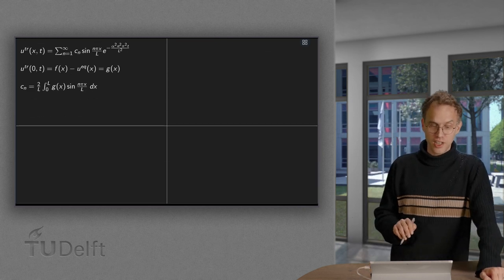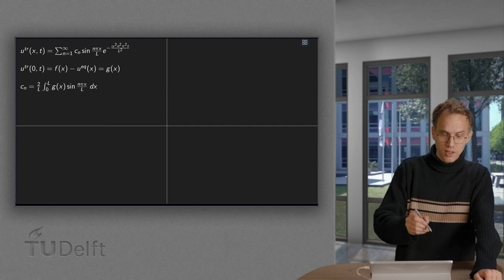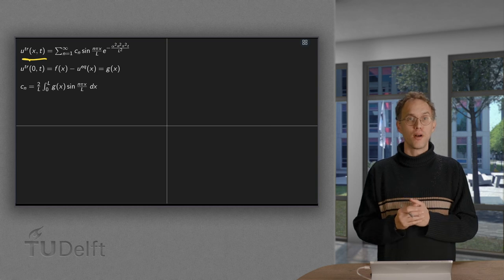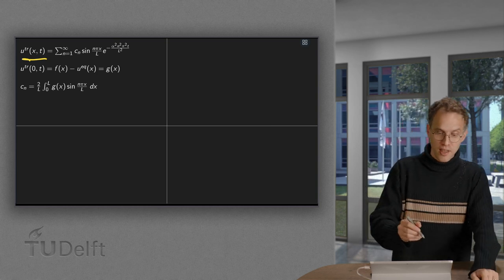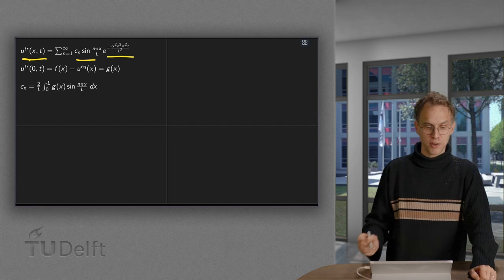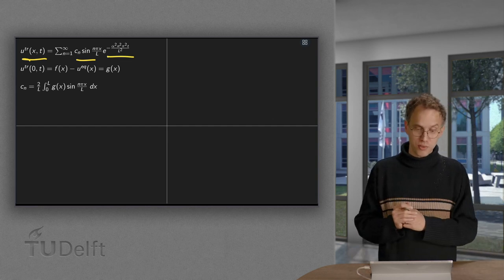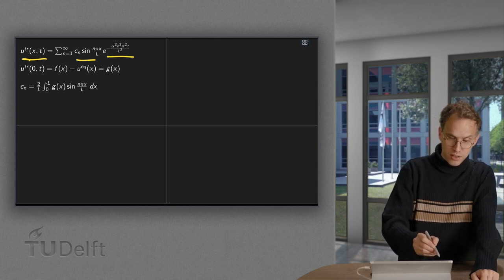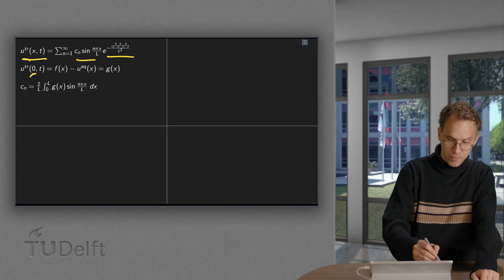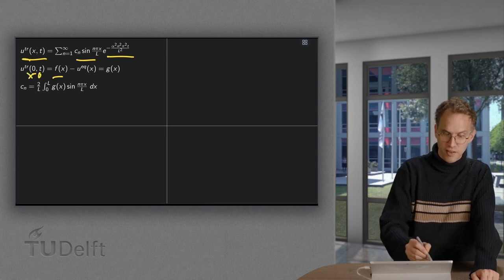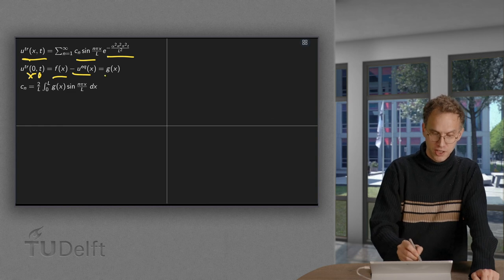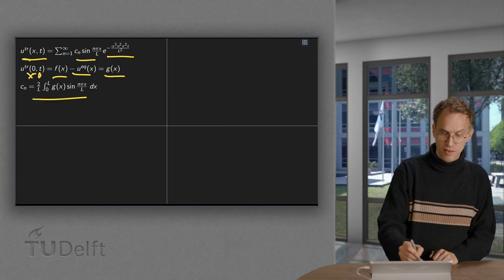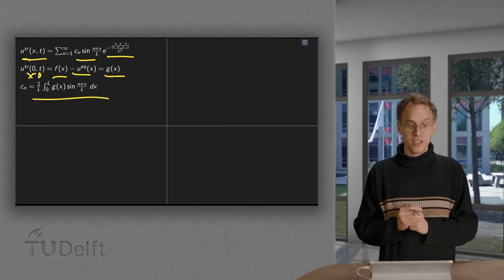Now, we can take a look at the transients. We know the solution because I've solved this problem before using separation of variables. We have the sines times the exponential, and we only have to determine the cn. At time 0, we have f of x minus u equilibrium is some g of x. Now we call it g of x, and our cn are given by the Fourier series of the g of x.